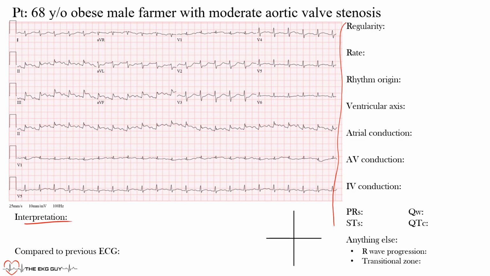All right, so hopefully you had a chance to go through that. Now let's walk through this patient's presentation. A 68-year-old obese male farmer from Minnesota with moderate aortic valve stenosis presents with this EKG. What we normally do is start with the regularity. In the regularity, we want to find waves or intervals that are consistent throughout to call it a regular rhythm. Some of the best leads to look at are these rhythm strips down here.